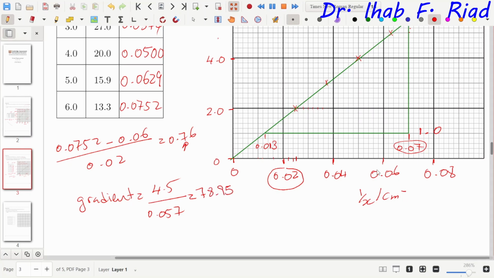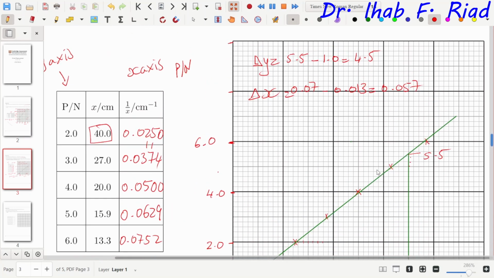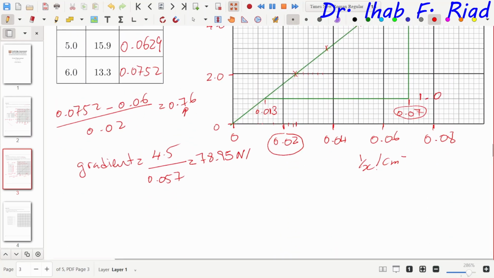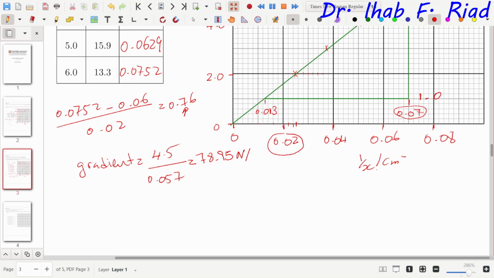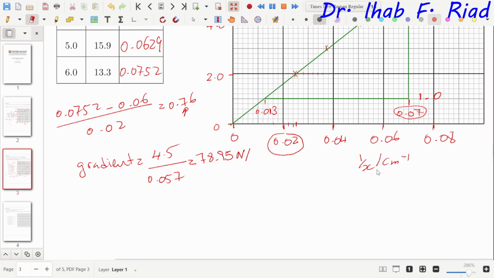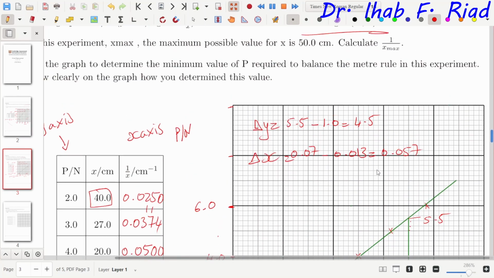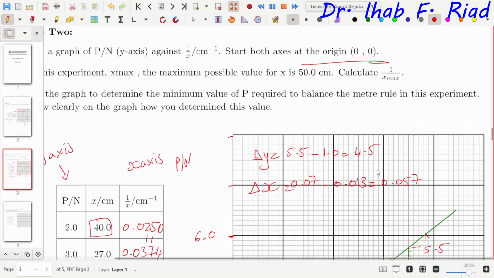Now we need to check the units. Okay, it is the unit of the y-axis divided by the unit of the x-axis. So it is Newton per centimeter to the minus 1, and we inverse it once more, so it is Newton centimeter. Okay, now we are done with this part.